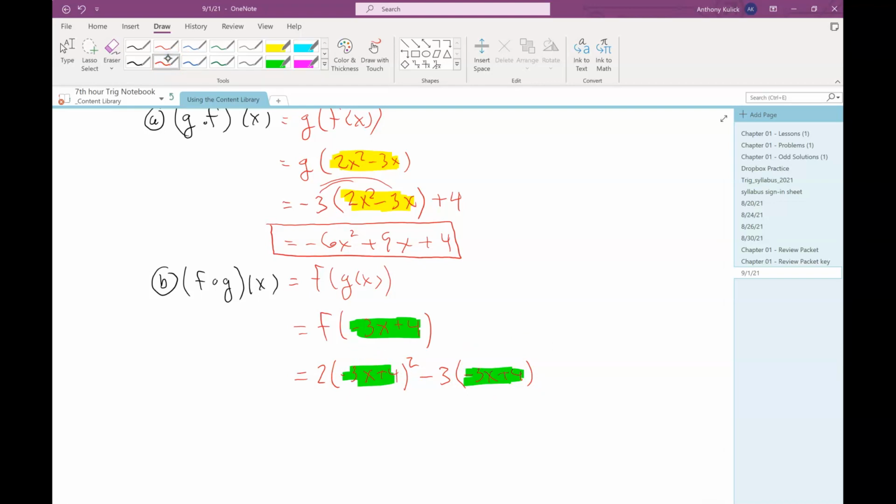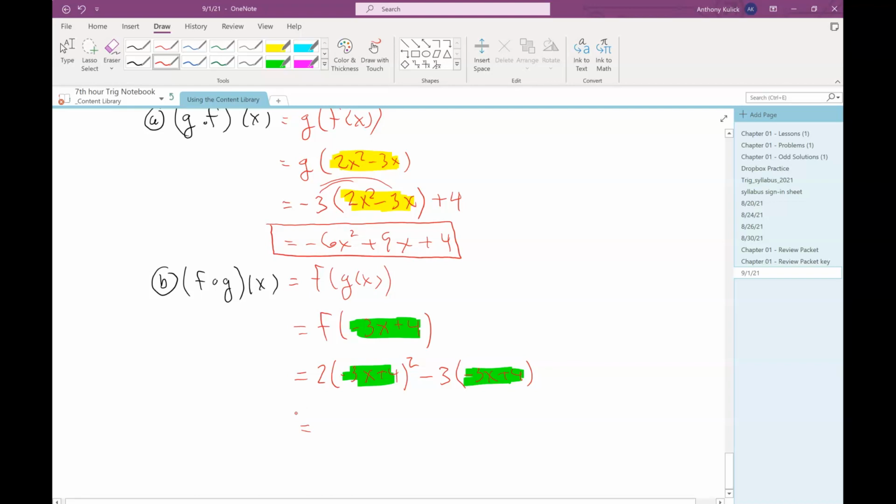Now the composition is done, but what I have left to do is still some simplifying. There are several things that I would need to do here. According to the order of operations, the first thing I should do is parentheses. Well, if I look inside the parentheses, there's nothing to do inside the parentheses. So the exponent would be next. How do I do negative 3x plus 4 squared?